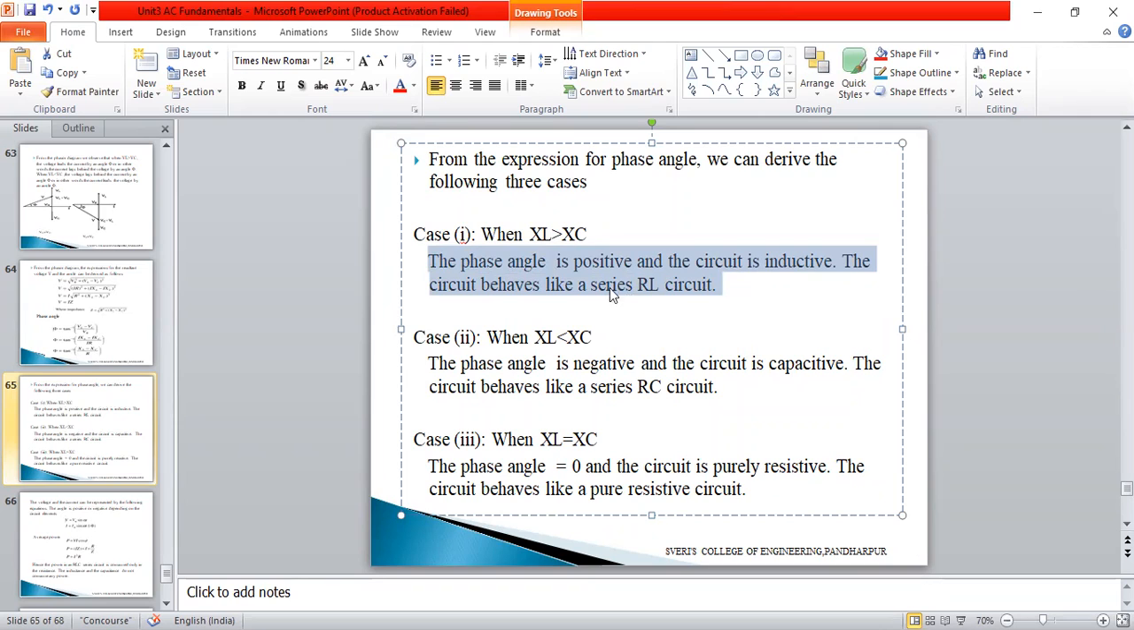The phase angle is positive and the circuit is inductive and behaves like a series RL circuit. Full point.